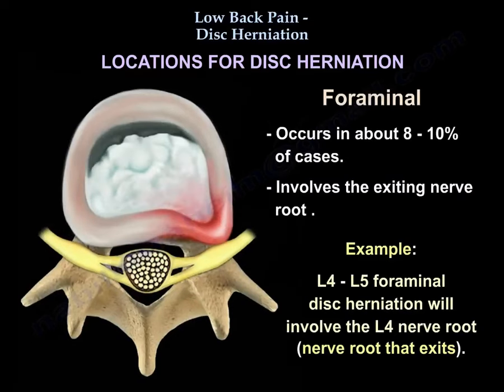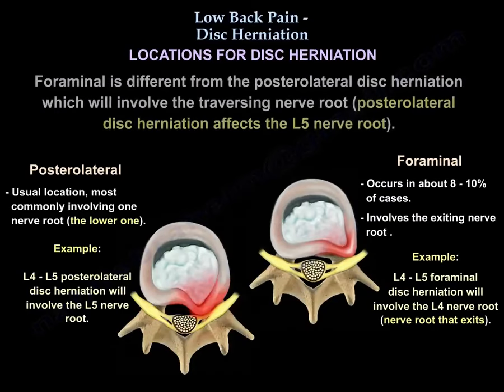The second location of disc herniation is foraminal. It occurs in about 8 to 10% of cases, and it involves the exiting nerve root. For example, an L4-L5 foraminal disc herniation will involve the L4 nerve root, the nerve root that will exit. Different from the posterolateral disc herniation, which will involve the traversing nerve root. In the case of L4-L5, the posterolateral disc herniation will involve the L5 nerve root, the traversing nerve root.